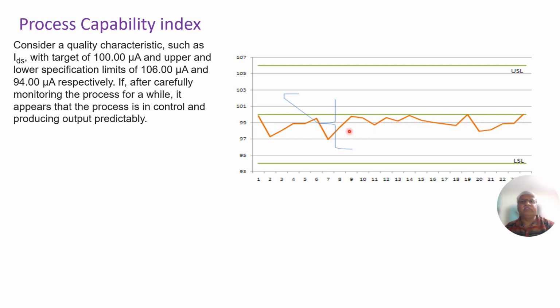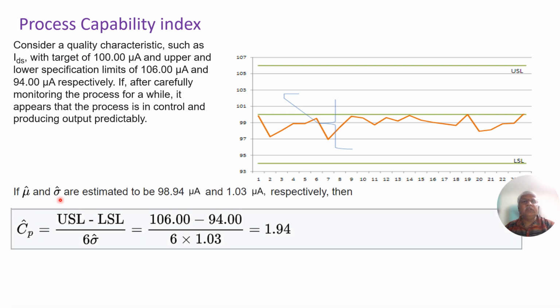By considering this process, you will observe that the mu and the sigma of this orange line are 98.94 and 1.03 microamps. So if you use the process capability equation, USL minus LSL by 6 sigma, the reason they take 6 sigma is that the process should at most go plus or minus 3 sigma. Definitely it should not go well past it. So they have considered that it should be well within this. So the process capability equation is derived in that way.